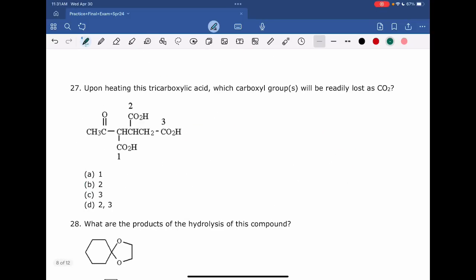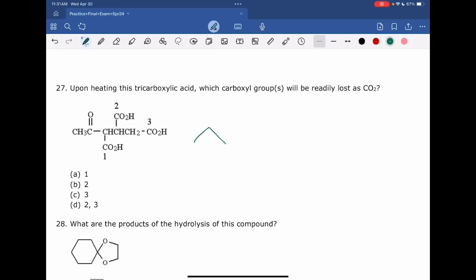All right, for 27, they're asking us which of these CO2s can leave. This is kind of a tricky question, so I think it's better if we redraw it. Let's draw the carbon backbone. 1, 2, 3, 4, 5, 6. 1, 2, 3, 4, 5, 6. We have a double bond in here, CO2 in here, and then another CO2 in here, and an OH in here. And this is also CO2.